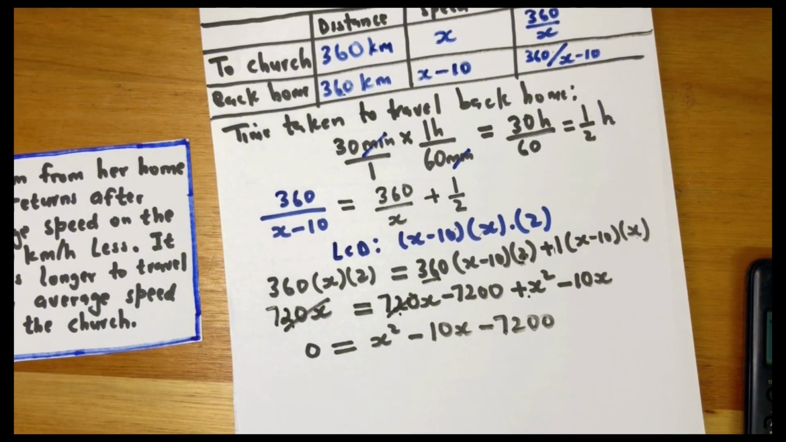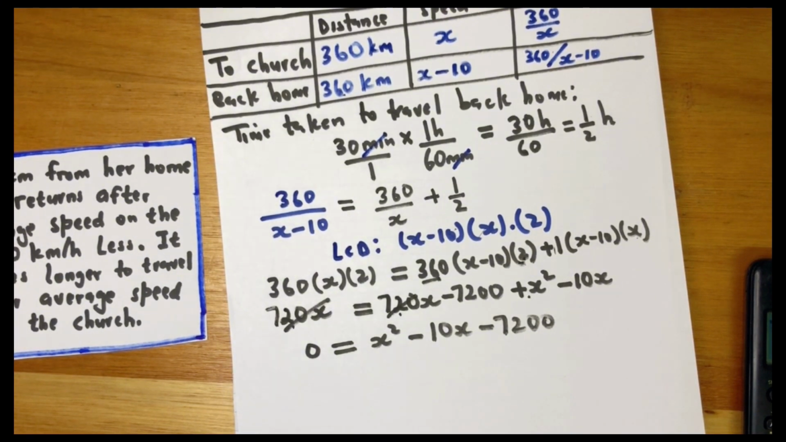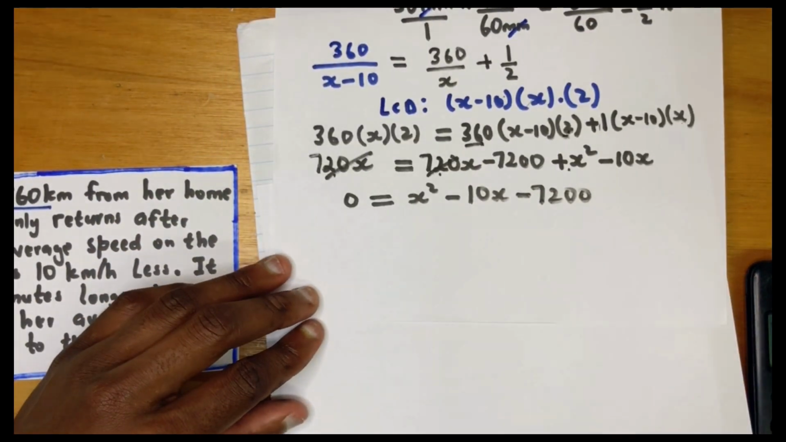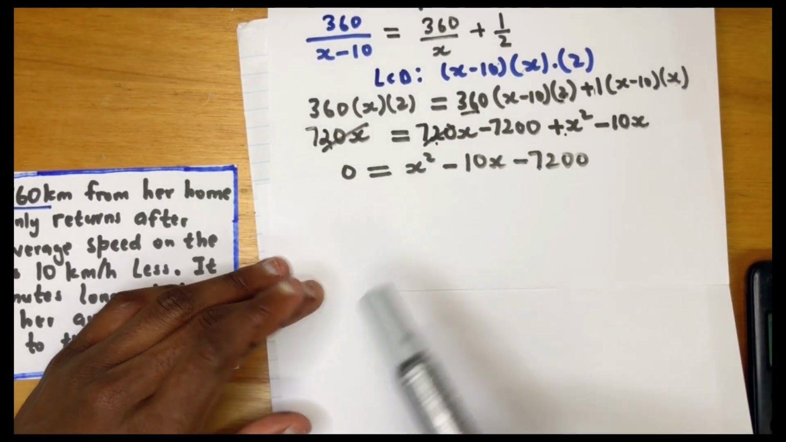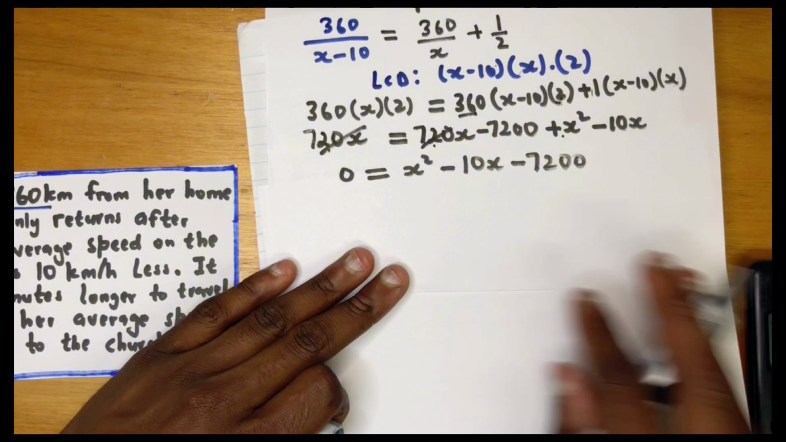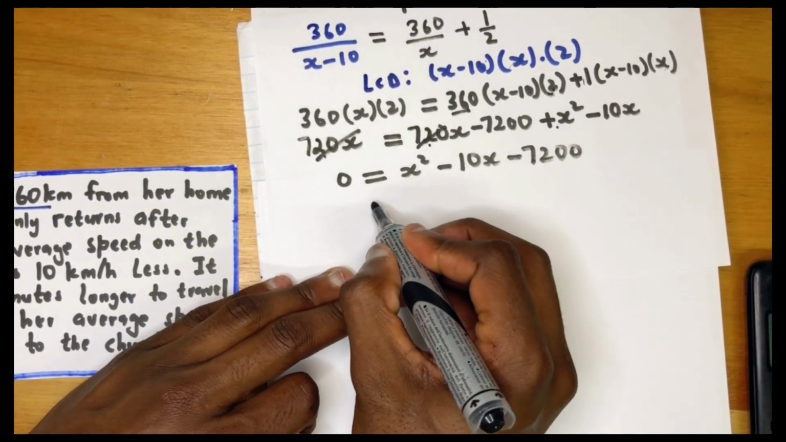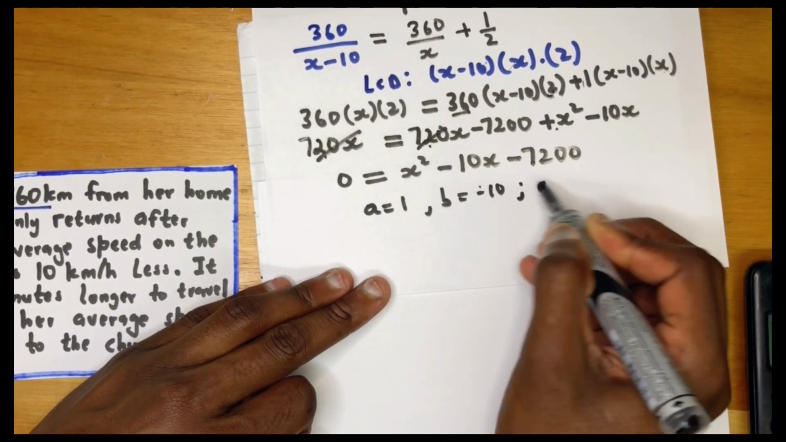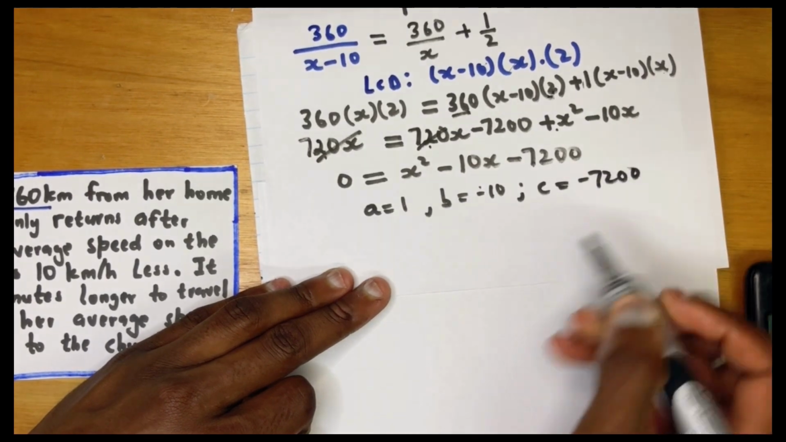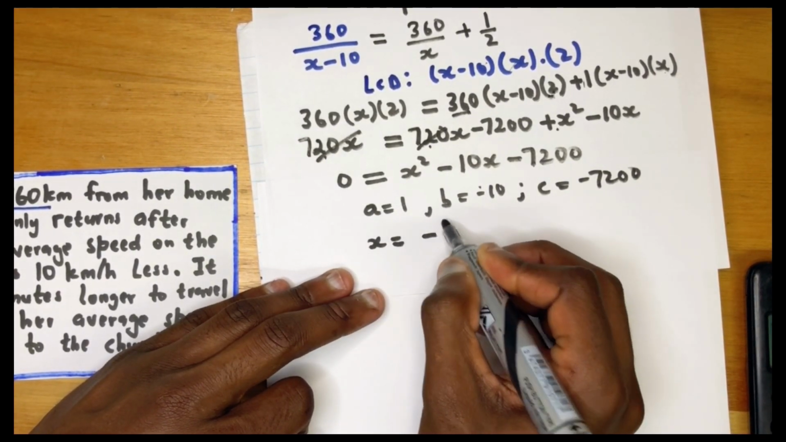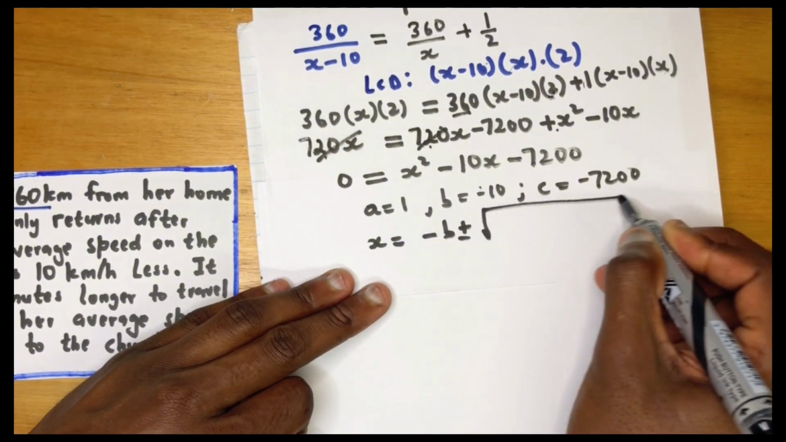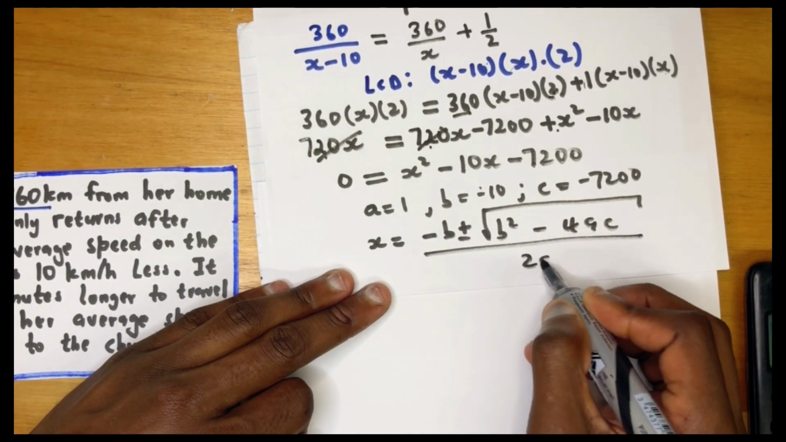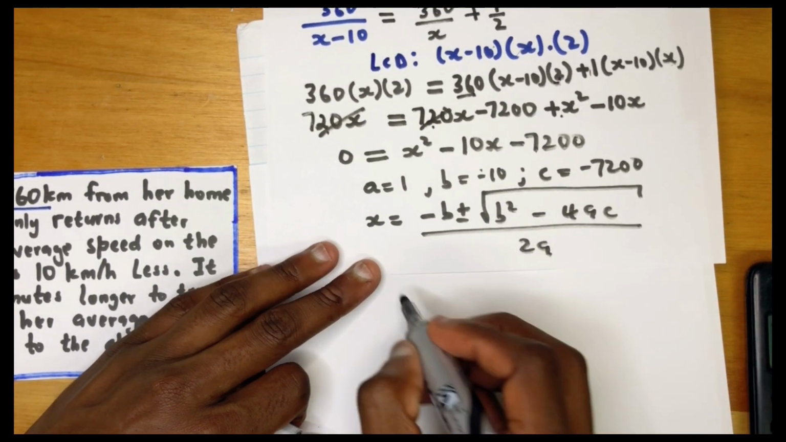But if you don't know the factors grade 11, you can go straight to quadratic formula and try to solve it. Right, let's see what do we have now. We know that our a here is 1, then our b is equal to negative 10, then our c is equal to negative 7,200. So I'm going to say x is equal to minus b plus or minus square root b squared minus 4ac all over 2a. So we need to substitute, guys.